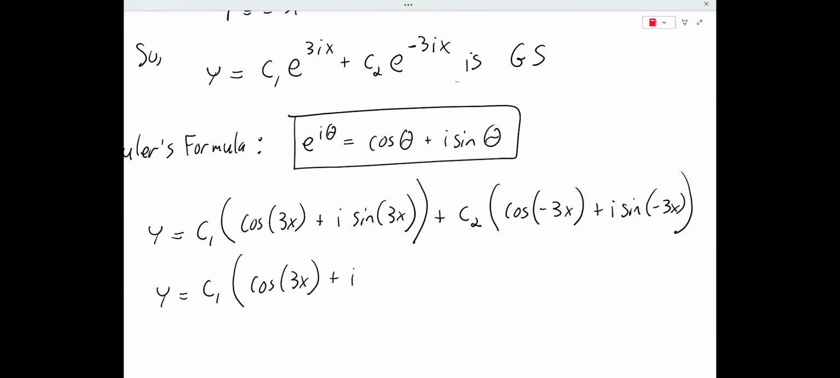We'll get to an answer in a minute. This is kind of derivation stuff. I'll have a box here in a minute at the end of this.